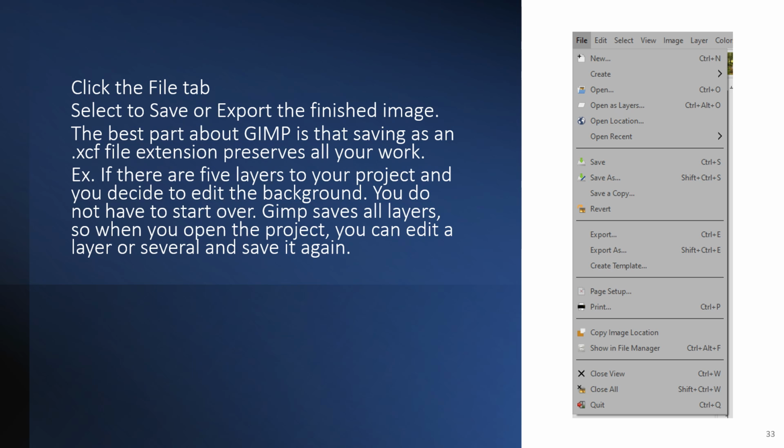The best part about GIMP is that saving as an .xcf file extension preserves all of your work. Example: if there are 5 layers to your project and you decide to edit the background, you do not have to start over. GIMP saves all the layers, so when you open the project you can edit a layer or several and save again.